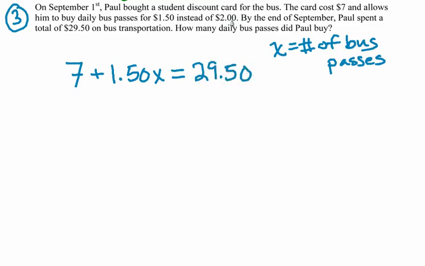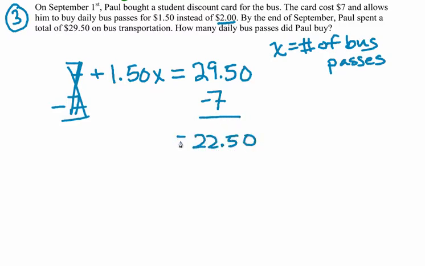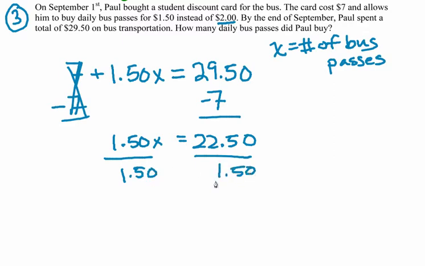There is also this number 2 for $2 in here, but notice that that just means that he had to spend $1.50 on each bus ticket instead of that $2. So that $2 doesn't factor into the money that he spent. So let's solve this for x. Subtract 7 from both sides. On the left, that cancels. On the right, we get $22.50 left after we take 7 from $29.50. So we have $1.50 times x equals $22.50. We're going to divide both sides by $1.50, which tells us that x equals 15.